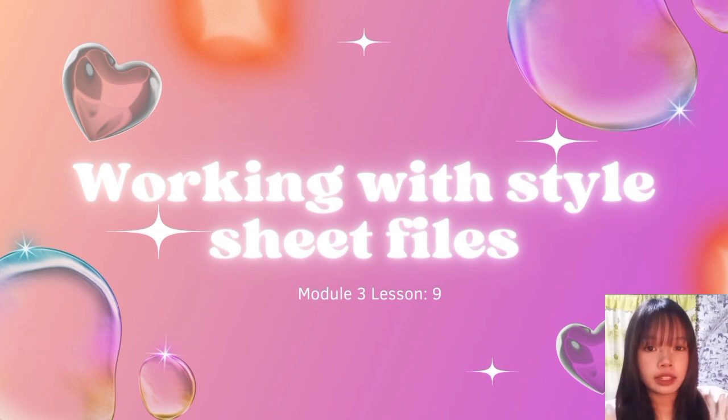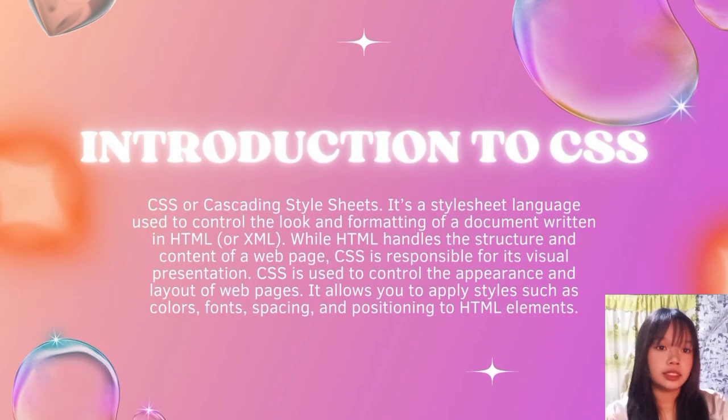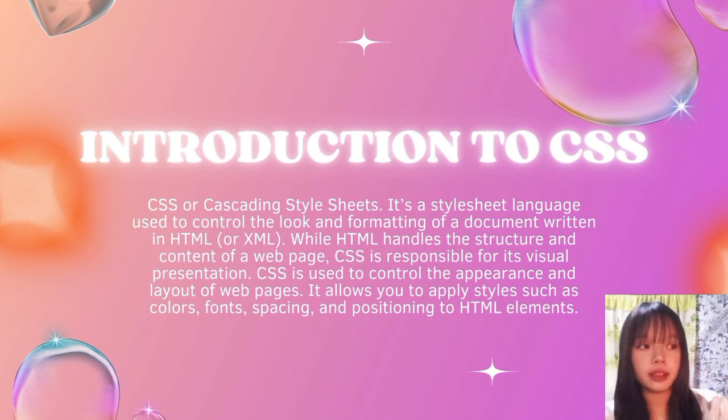First, let us discuss what is CSS. CSS or Cascading Style Sheet is a style sheet language used to control the look and formatting of a document written in HTML. While HTML handles the structure and content of the web page, CSS is responsible for its visual presentation. CSS is used to control the appearance and layout of web pages. It allows you to apply styles such as colors, font, spacing, and position of HTML elements.